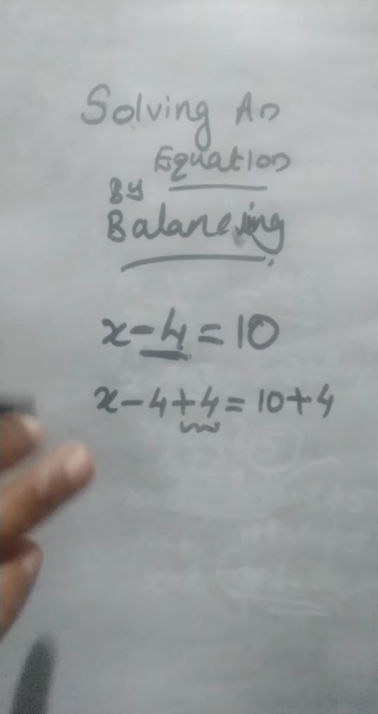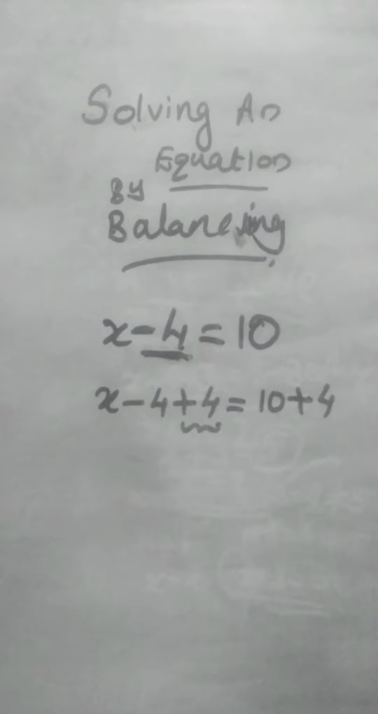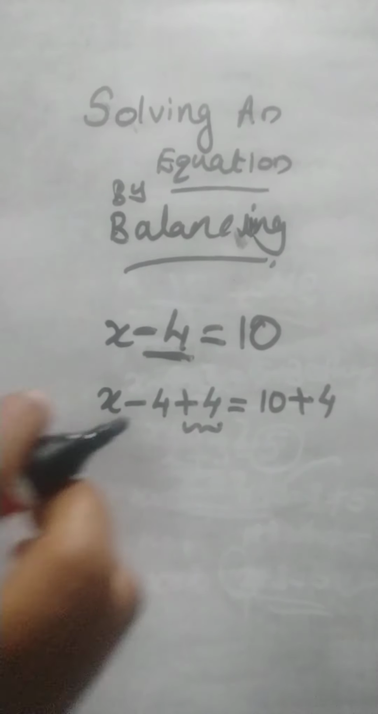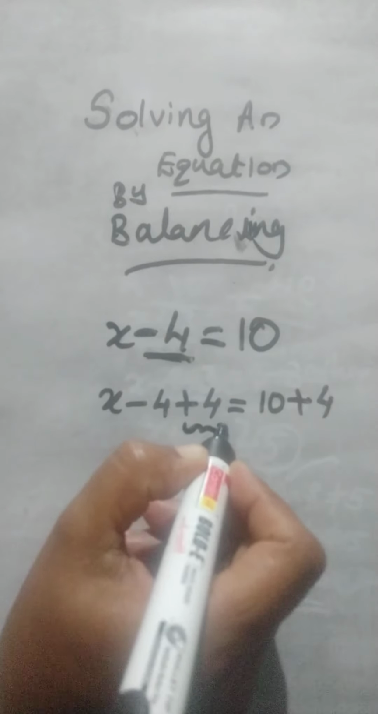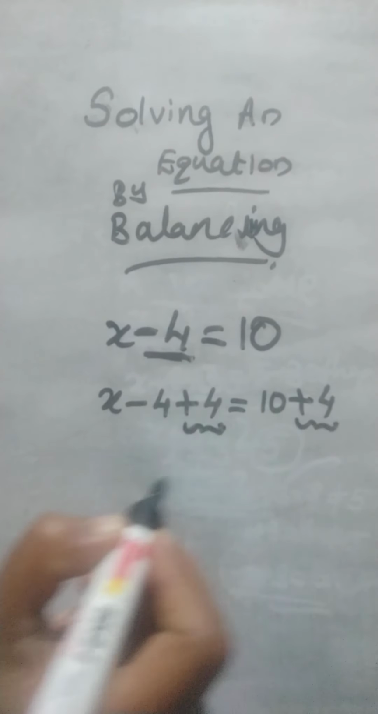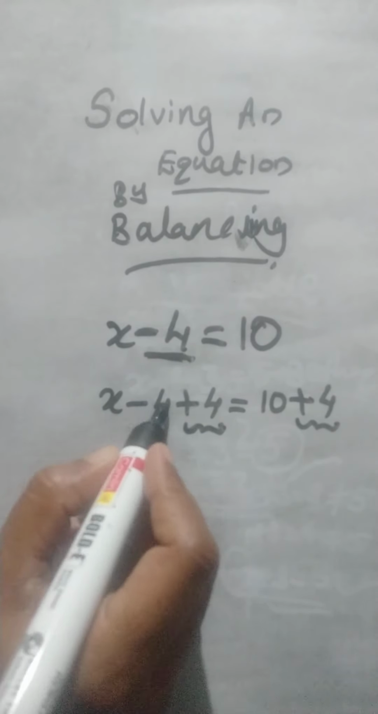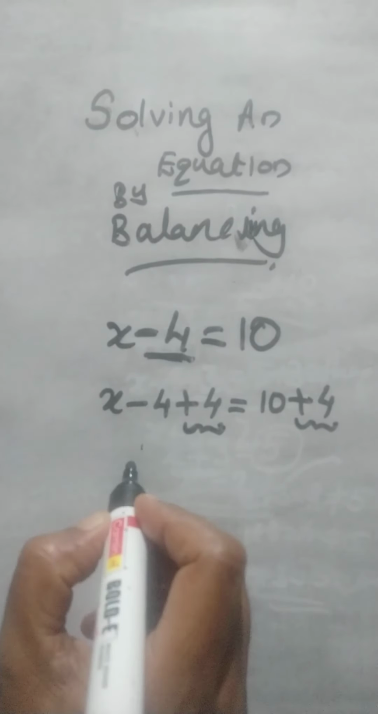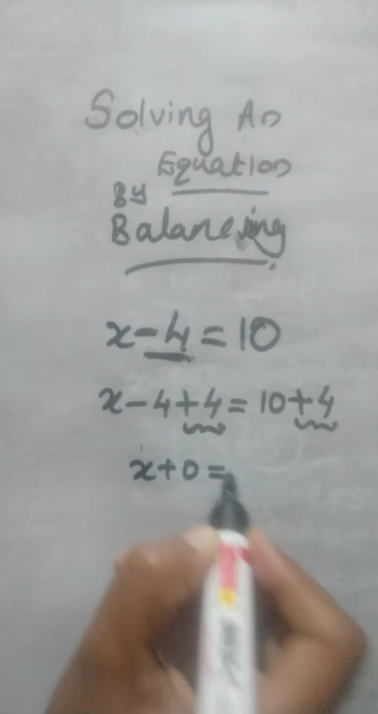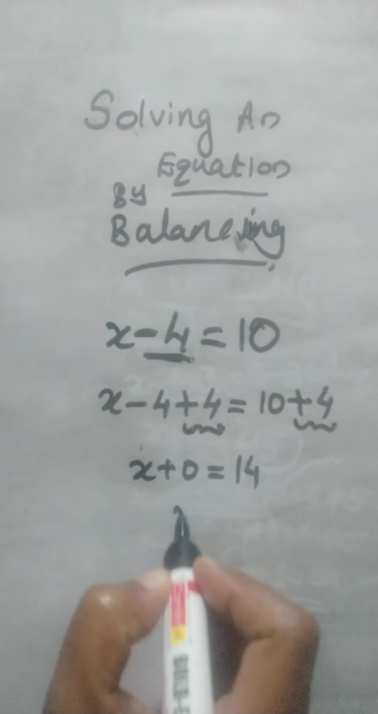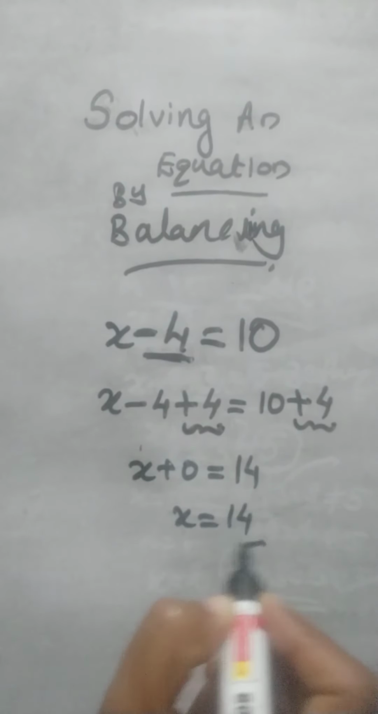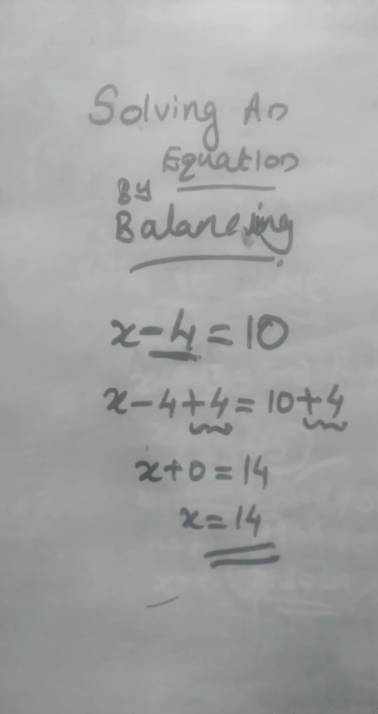We have to balance this equation like a weighing machine. Here we added 4, so here also we need to add 4. So x minus 4 plus 4: the additive inverses give x plus 0, which is equal to 14. That means x equal to 14 is the answer.